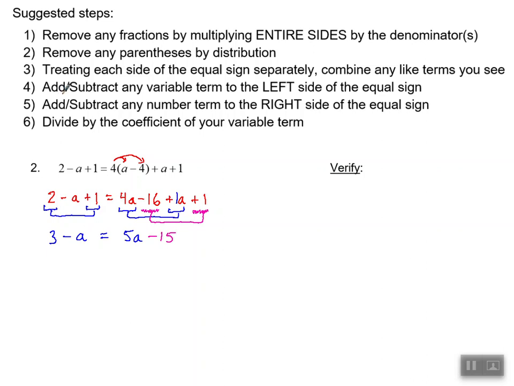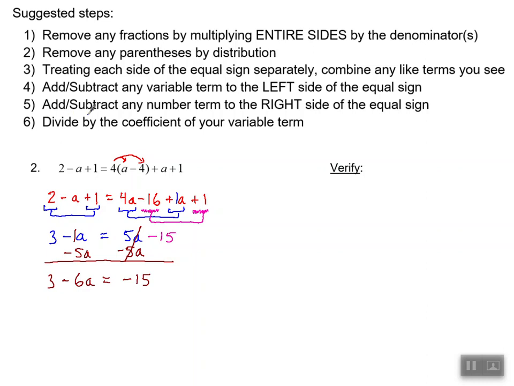Step 4. Let's add or subtract any variable terms to the left side of the equal sign. I still see a variable on the right side here, 5a, so I'm going to subtract that 5a so that it cancels away. I'm going to put it right underneath its like term over here, minus 5a. I draw my line and I cross out the term that just went away. Over here I still have the 3, and then I have negative 1a minus 5a makes negative 6a. And then my equal sign, and then this negative 15 is all by itself on the right side.